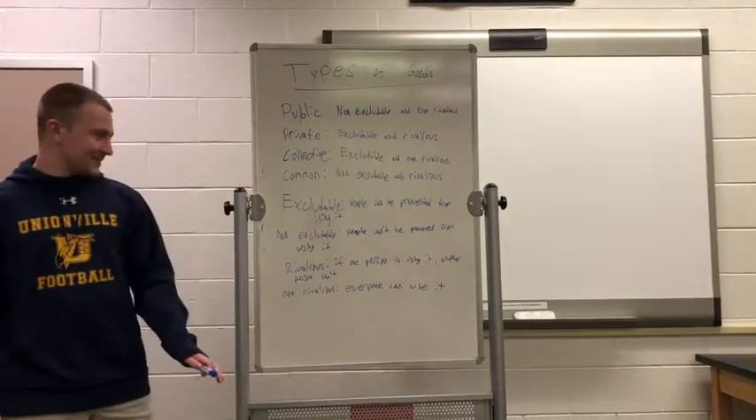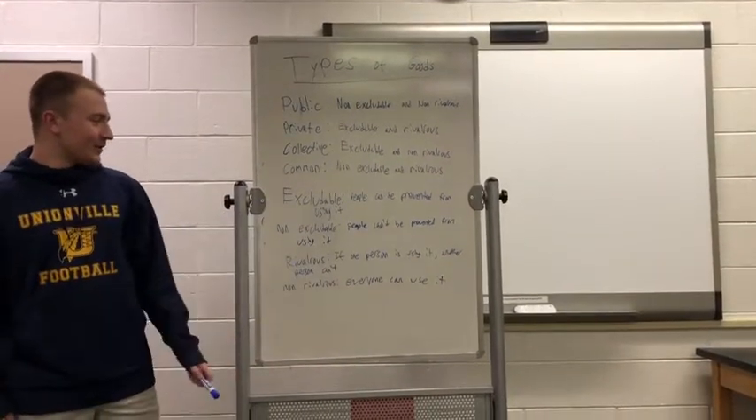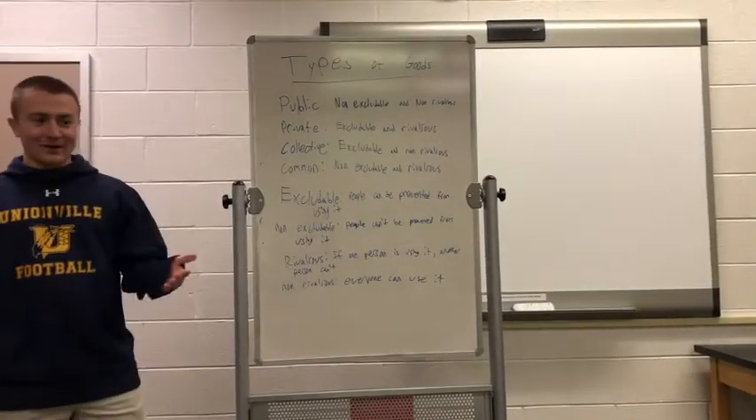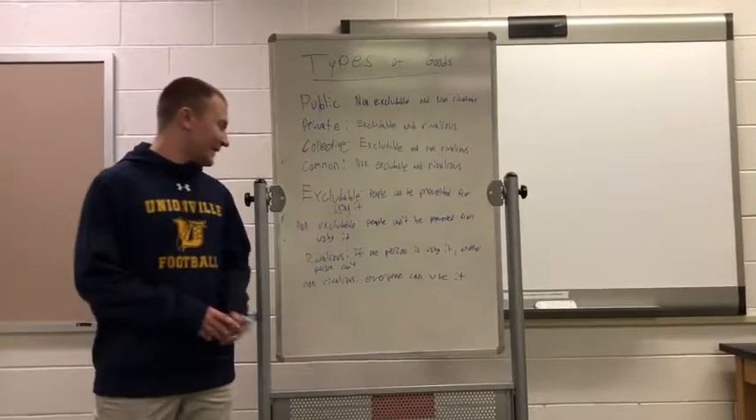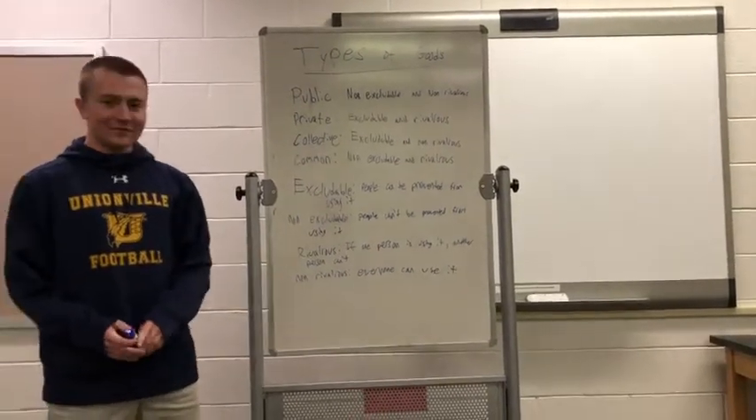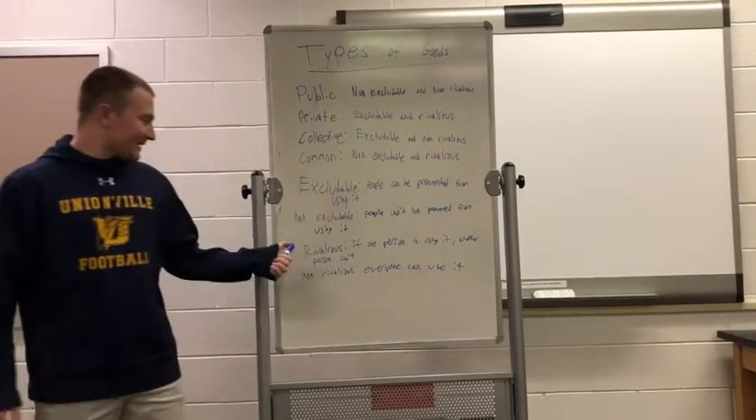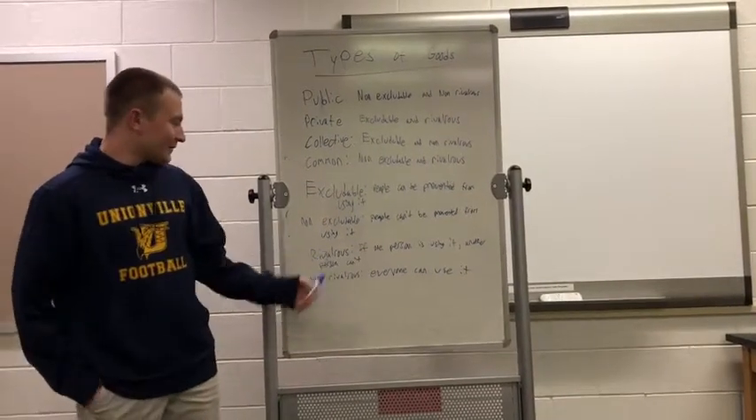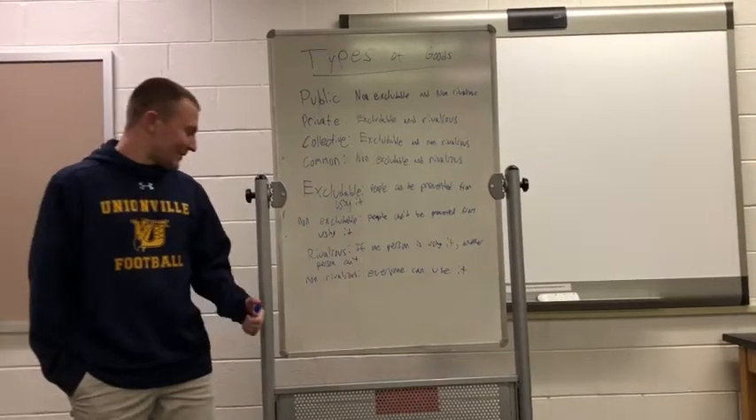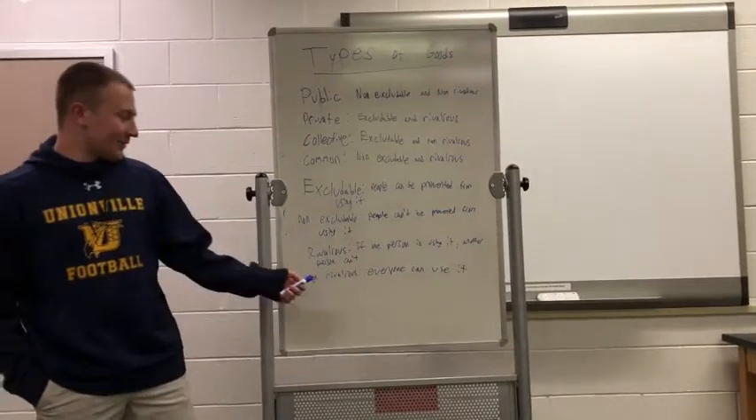Now what this means is, if something is excludable, people can be prevented from using it, be that through money or space, and then non-excludable, people can't be prevented from using it. There's enough, it's free or something. Rivalrous means if one person is using it, another person cannot be using it. And then non-rivalrous means everyone can use it.